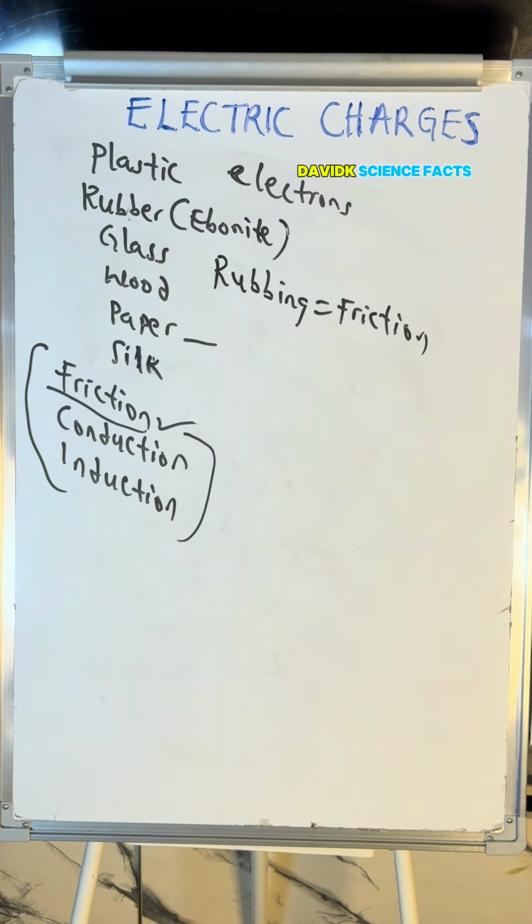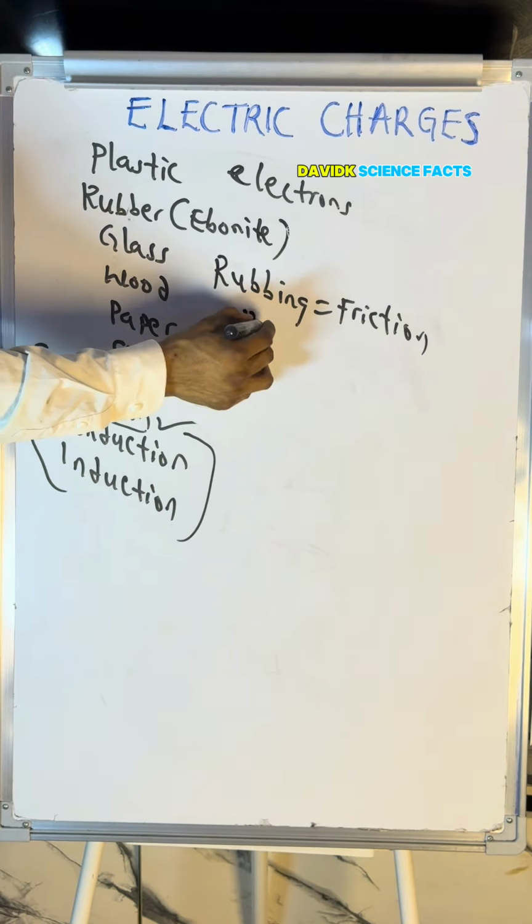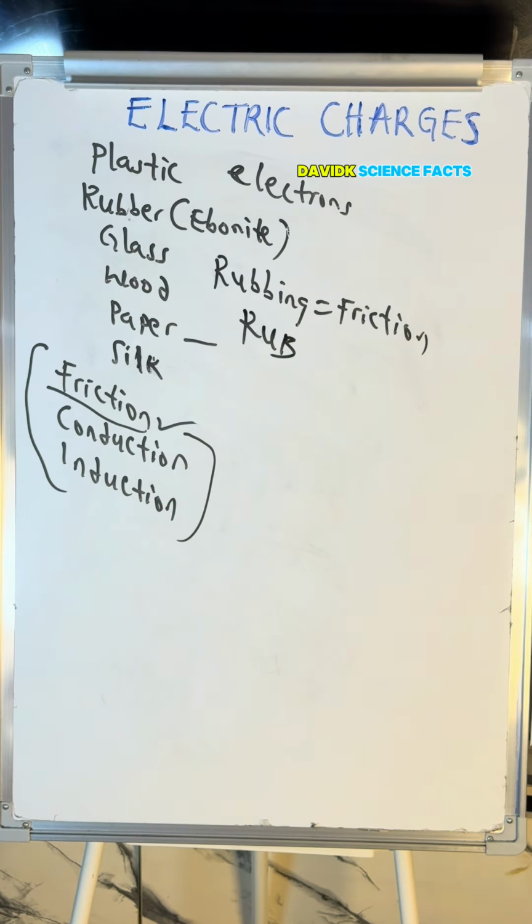This is exactly how charges are produced. So if you see the word rub, R-U-B, the answer is always friction. No thinking needed. Do you understand? Now you may ask, what is friction, or what's the definition of friction? Friction means rubbing two materials together so electrons can move.